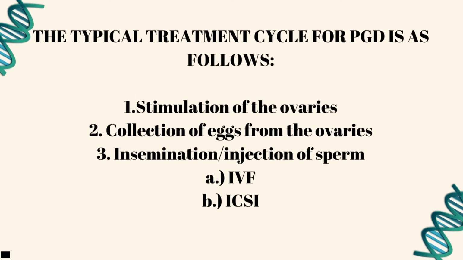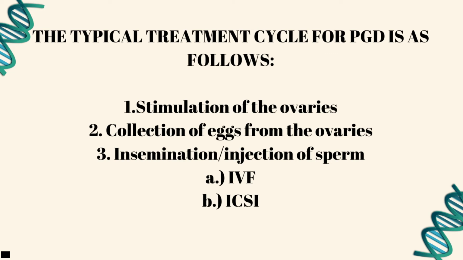So we have eight typical treatment cycles for preimplantation genetic diagnosis. Number 1 is stimulation of the ovaries. In order to create embryos for genetic testing, the ovaries have to be artificially stimulated using hormones to produce several eggs at the same time. Number 2 is collection of eggs from the ovaries. At the appropriate time, the eggs are removed during a surgical procedure known as egg retrieval.